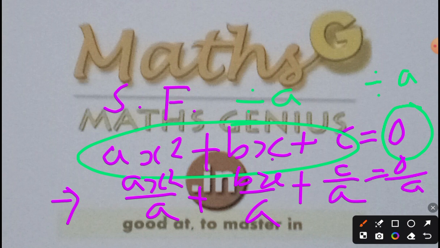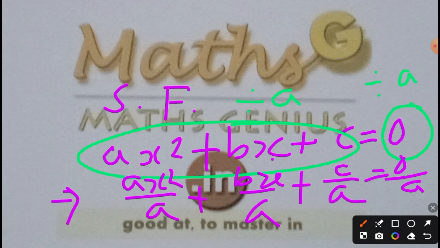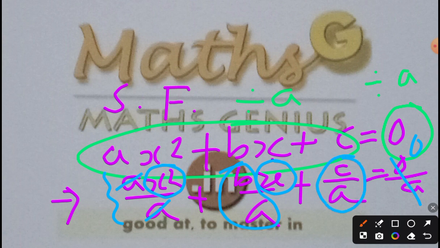I always tell our students to write the basic steps like this, so that next time you don't get confused about where exactly something came from. Again, the evaluator will know that you have understood them very clearly. So in this case, a gets cancelled from the numerator and the denominator, so you are left with only x square over here. Here you are left with b by a into x. Here you are left with c by a, and on the right hand side 0.